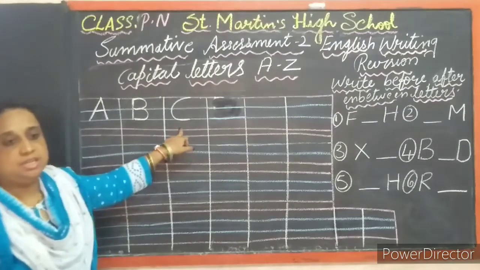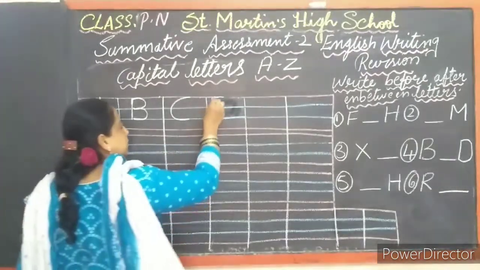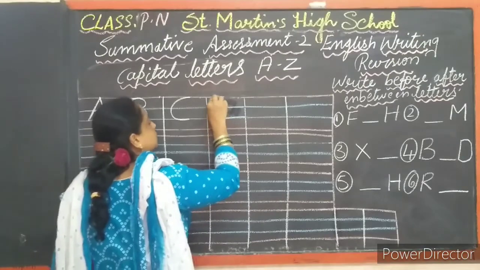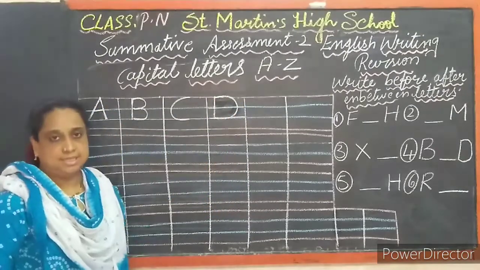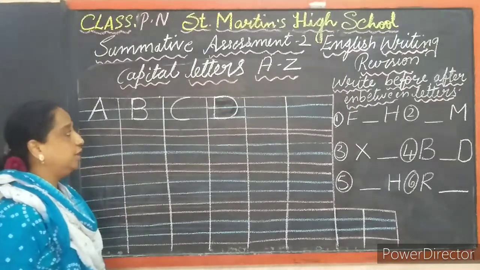Understood? Now, after C, the letter D comes. Write one standing line and join to the standing line one right curve, which makes letter D. After D, what letter will come, children?